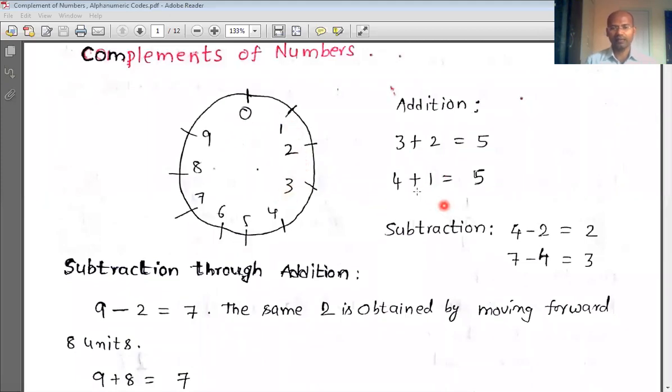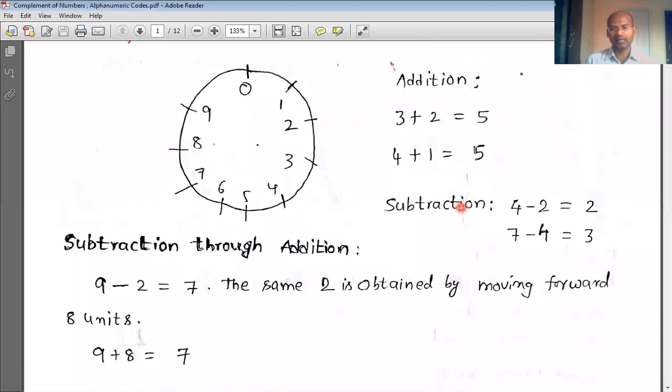In the same way, how do we get 5, which is the result of addition of 4 and 1? Initially we are at 0. After taking 4 steps, 1 step, 2 steps, third step, fourth step, we are at 4, and 1 is to be added to 4. So from 4 take 1 step, and we are at 5. This is our answer. This is how we can use this diagram to perform addition.